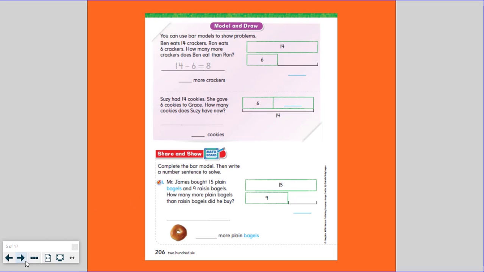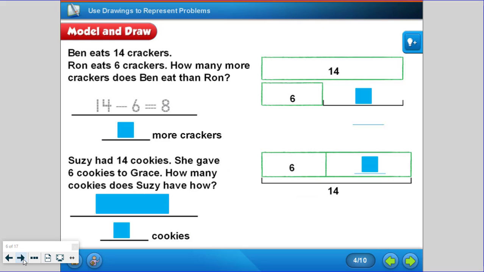So that brings us to our model and draw. We're at the top of page 206 in your math book, and I'm going to switch over to a bigger version right here. It says you can use bar models to show problems. Okay, so we're going to use a bar model to show this problem right here.